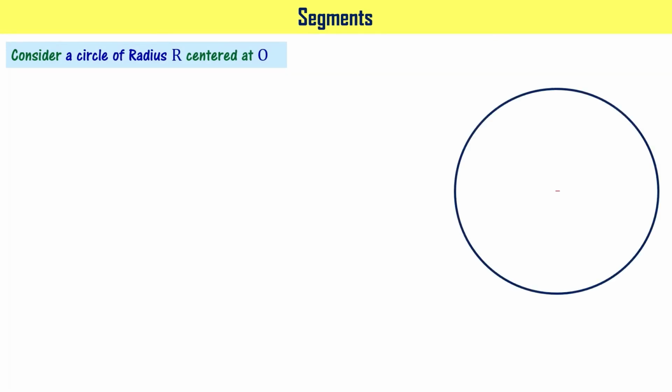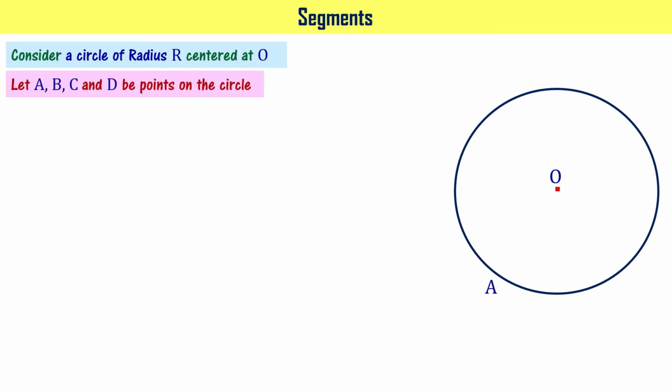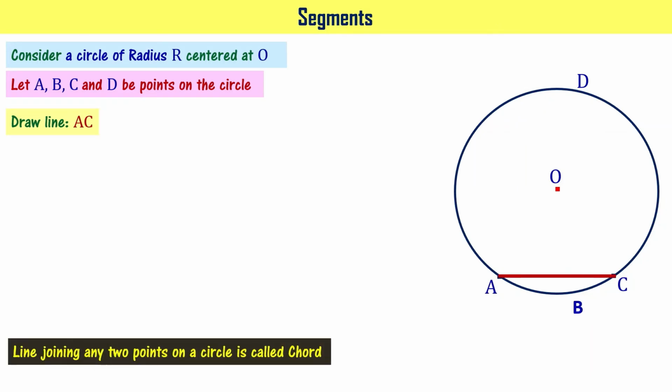Let's learn about segments now. Consider a circle of radius r centered at O as shown in the figure. Let A, B, C and D be the points on the circle as shown here. Let us draw line AC. We know that line joining any 2 points on a circle is called a chord, right? Please note this point. It means line AC is a chord, right?